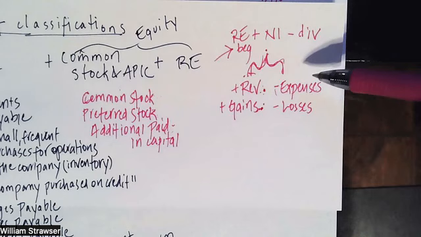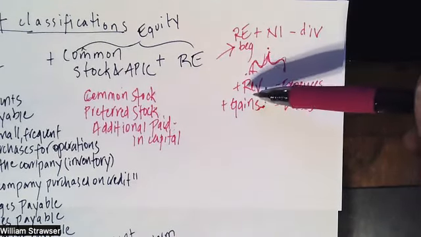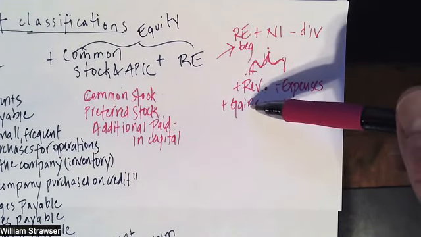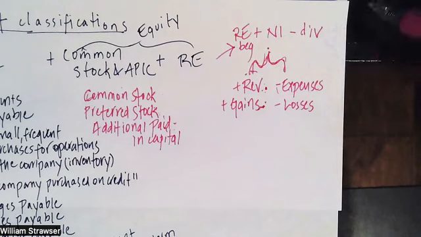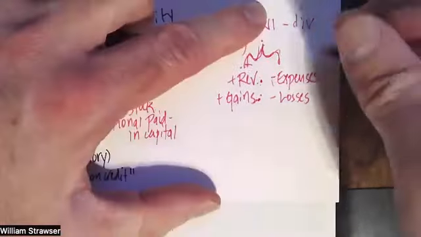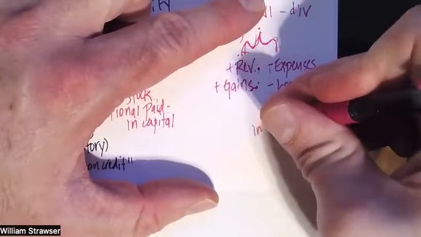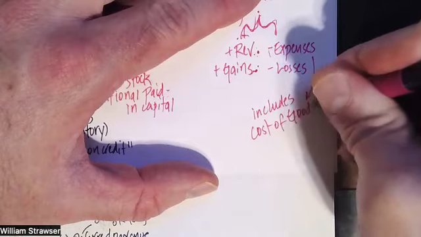So that's the basic idea. And yeah, you can see sales revenue, service revenue, gains and losses, gain on sale, gain on trade-in, loss on sale, loss on trade-in, expenses, right? Lots of different types of expenses. One expense that isn't called an expense, but is an expense. So I'm going to write includes cost of goods sold.